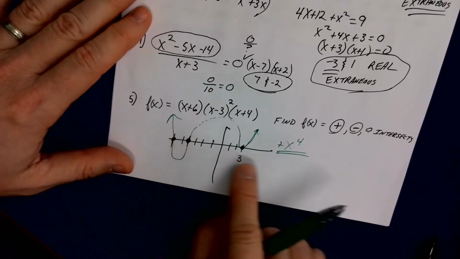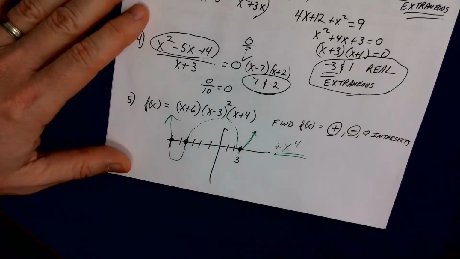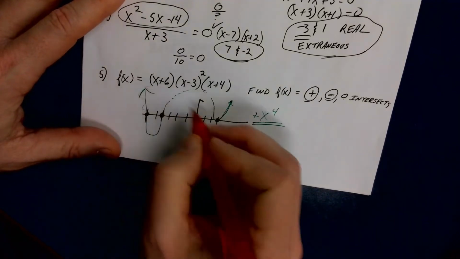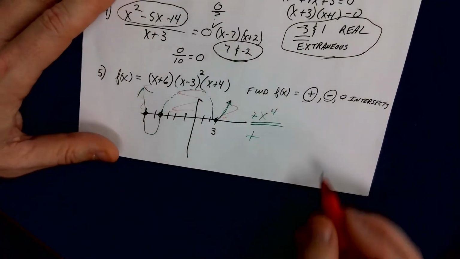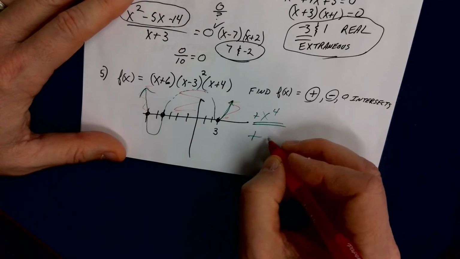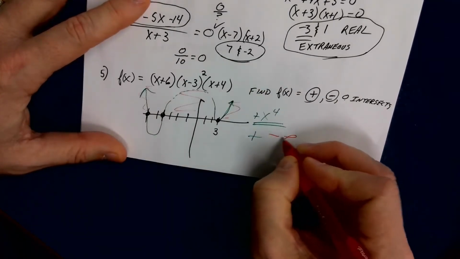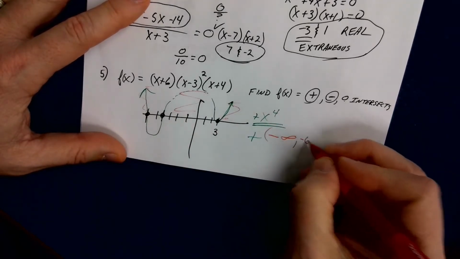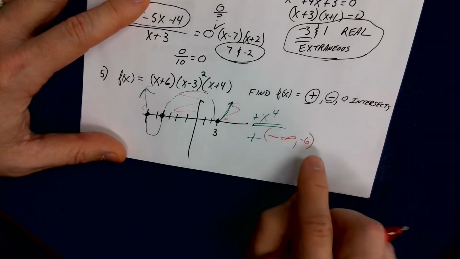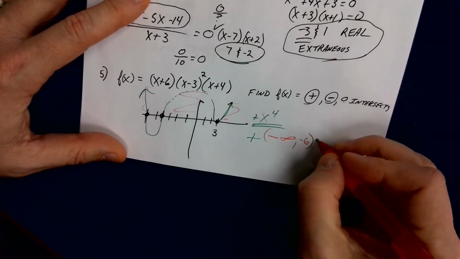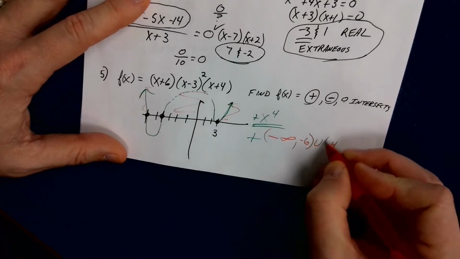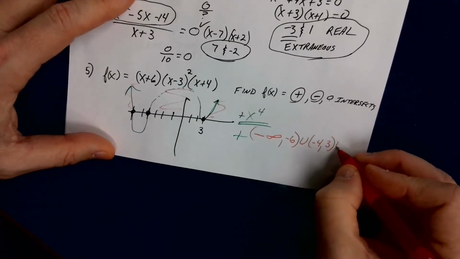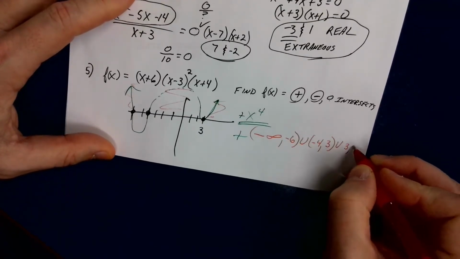So that goes up there and there. If I want to know where it is positive, well, it's positive when it's above the x-axis, which are all of these things. So I would say that it's positive from negative infinity to negative 6, right? It's not equal to 0 there. From -4 to 3, and from 3 to infinity.